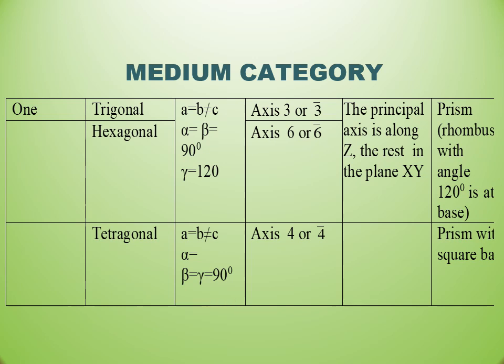Hexagonal or tetragonal syngony. The main axis is 6 for hexagonal or 6 minus, and 4 or 4 minus for tetragonal. And about the angles you can see here, and the ordinary form of crystals of this category is a prism.